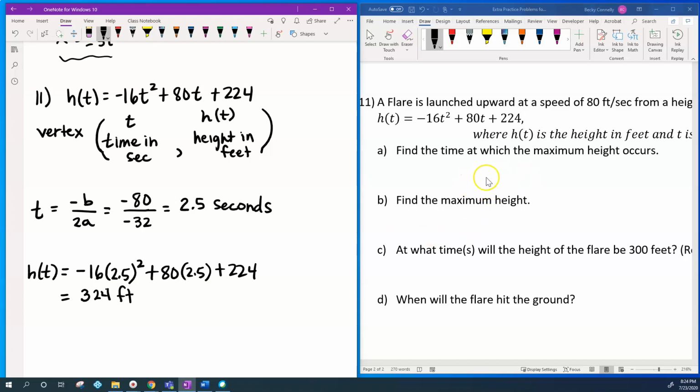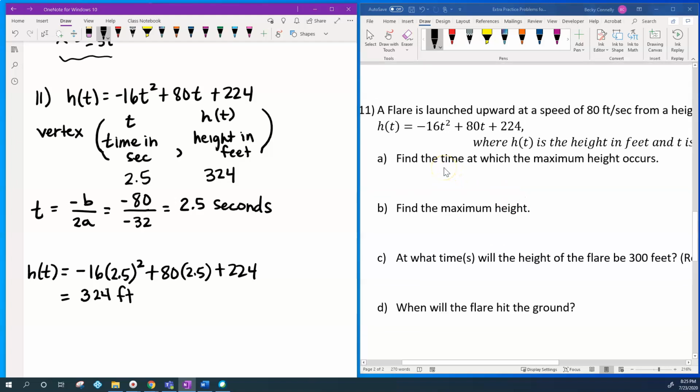Okay, so now let's look over here and make sure that we put the things in the right place. So find the time? Well, it happens at 2.5 seconds, and it's 324 feet high. So part A should be at 2.5 seconds, and then 324 feet.